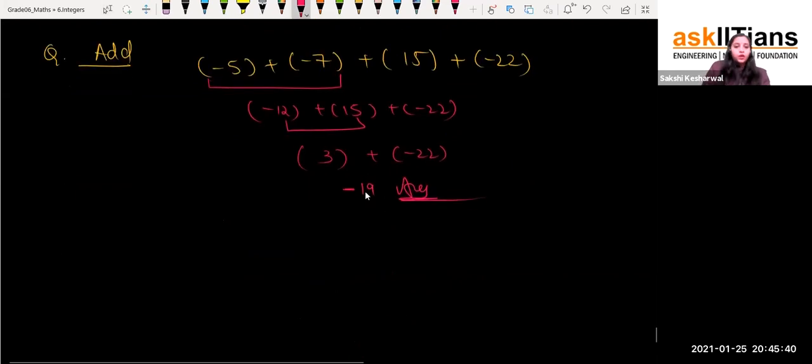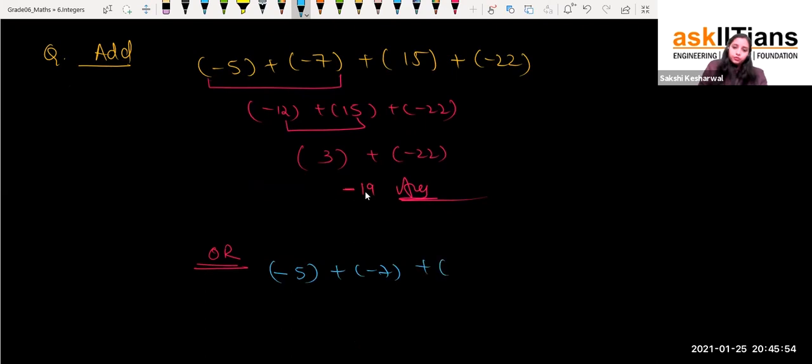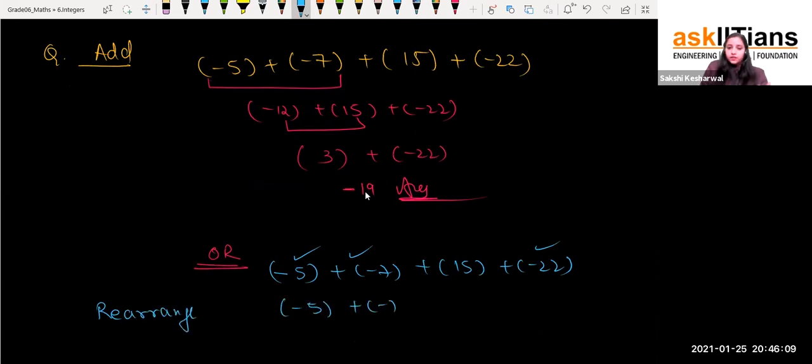What is the other way? You can do it like this. You can do a little bit of rearrangement, right? It says -5 plus -7 plus 15 plus -22. First, what you do, rearrange. We say what, beta, rearrange, right? So rearranged, it will be negative 5 plus negative 7 plus negative 22 plus 15, right?